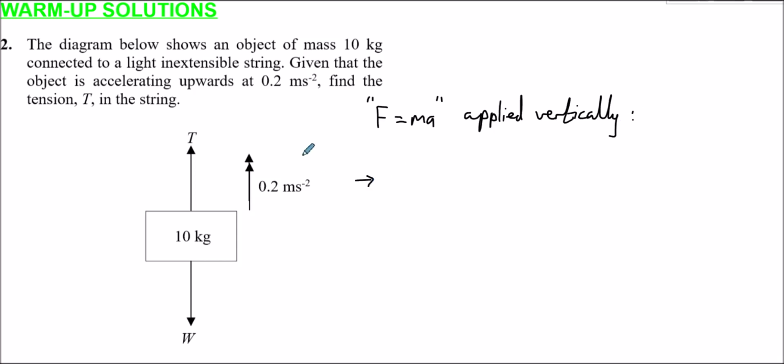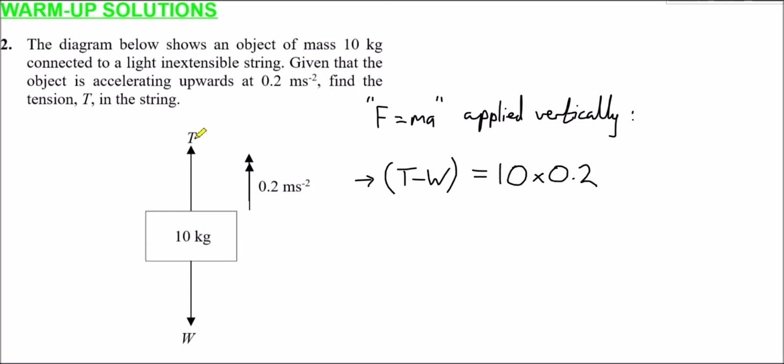So the overall force in the upwards direction will be T, which is going up, minus the W, which is resisting the motion. W is acting against the tension, which is driving this acceleration, so we do minus W. So T minus W equals the mass of the object, which is 10, multiplied by the acceleration of it, which is 0.2. So we just need to see where these have come from.